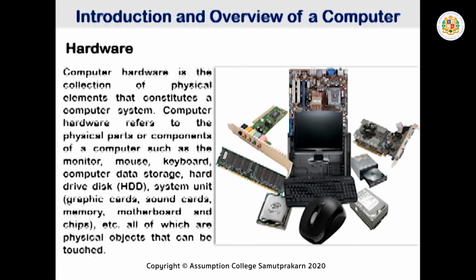Now let's move on to the hardware. Computer hardware is the collection of physical elements that constitutes a computer system. So everything that you see in your computer, all the parts of your computer, are considered hardware, such as the mouse, the RAM, the ROM, the CPU, the graphics card, the motherboard, and the hard disk drive. All of it is considered hardware.